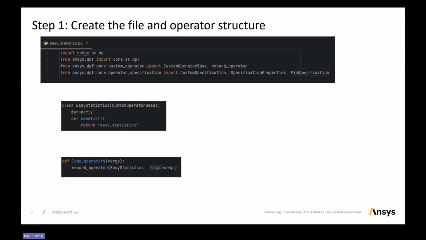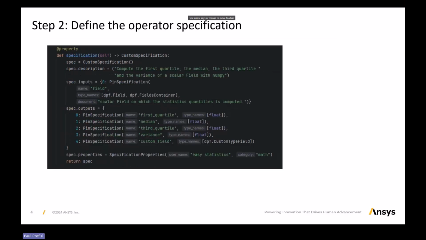So here you can see that I created a file called easystatistics.py, and I did some imports. That's not very important, but basically I import stuff to be able to build custom operators, and then I create a class which is called easystatistics, and which inherits from custom operator base. I basically give it a name, which is going to be easystatistics, and I defined another function outside of the class, which is called load operators, which is going to record, when called, the operator on the server side. That's not very important for you to know, but it's mandatory, so I had to mention it.